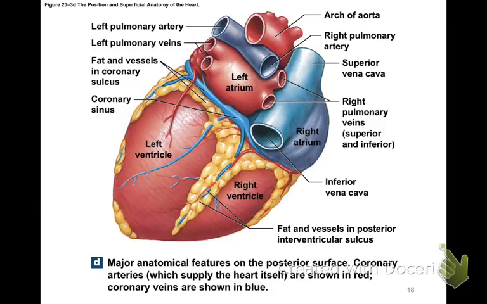Here now, on the back of the right atrium, you can see the inferior vena cava. On the back of the left atrium, you can see two on the left, two on the right, pulmonary veins. These are the veins that are draining blood from the left lung and the right lung. And above them, you can see both the left and the right pulmonary arteries. We'll look at those vessels again when we study the respiratory system.